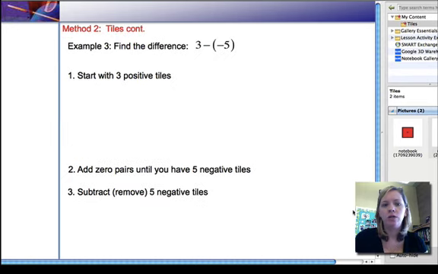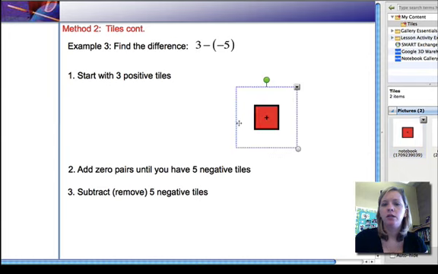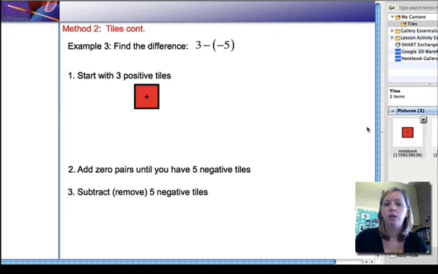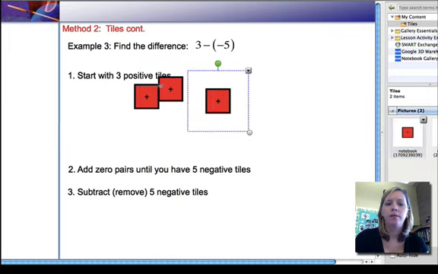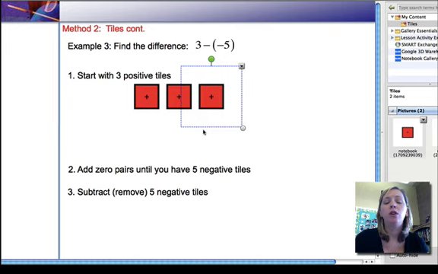Alright, so let's do another one. Let's find that same difference that we did before, 3 minus negative 5. Again, we'll start with 3 positive tiles. And we go 1, 2, 3. Now this time, I want to remove or take away 5 negative tiles.